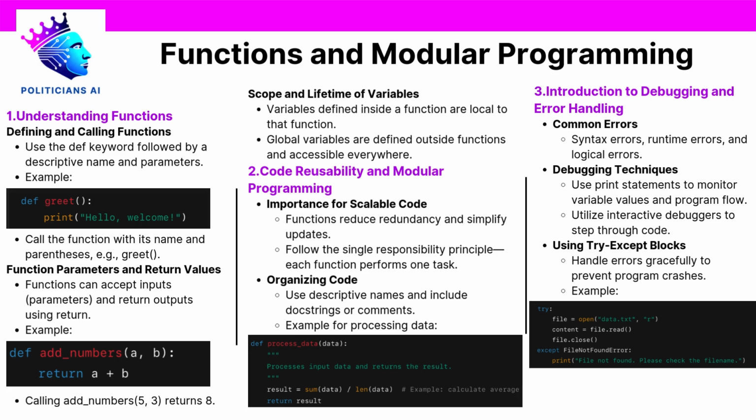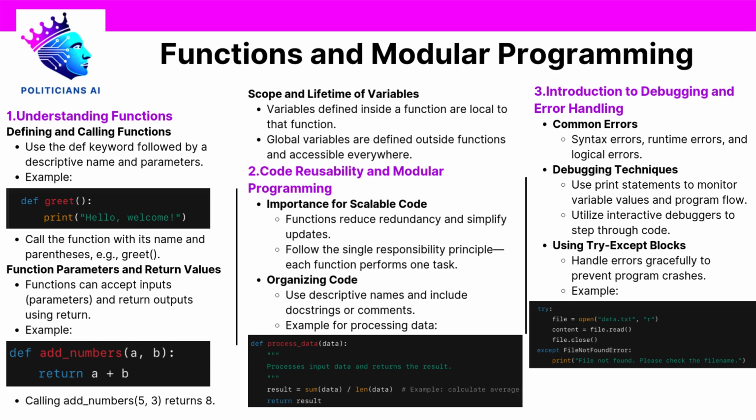Scope and lifetime of variables. Now, let's talk about where variables exist and how long they last. This is called scope. Variables created inside a function are called local variables. They only exist while the function is running. When the function finishes, these variables go away. This helps prevent conflicts between different parts of your code.